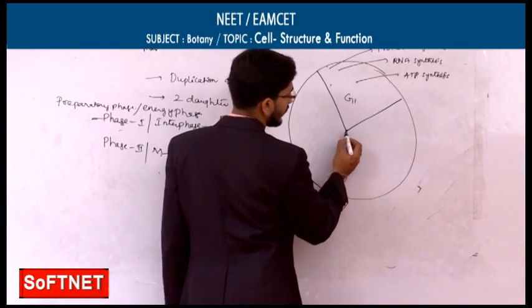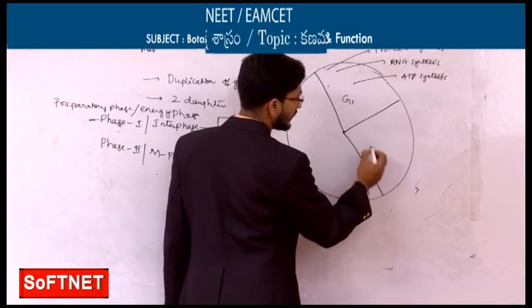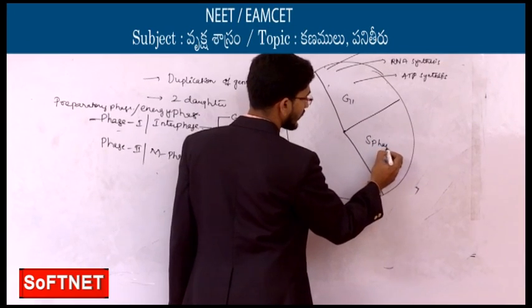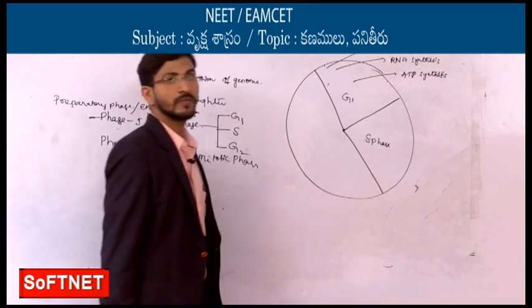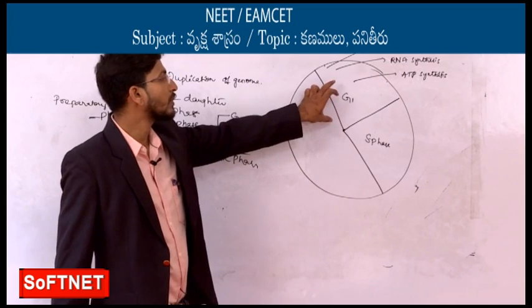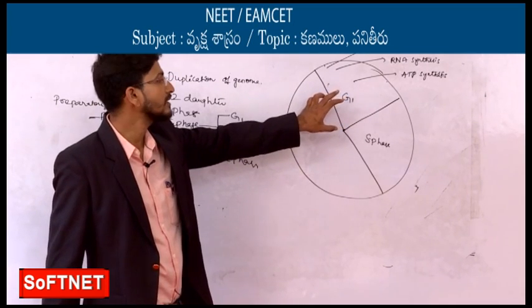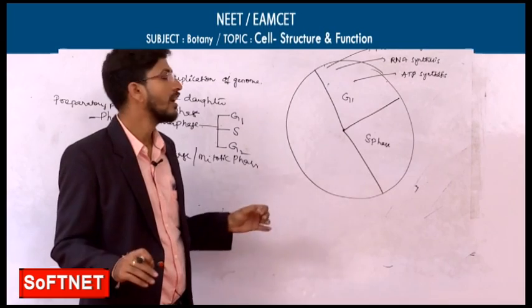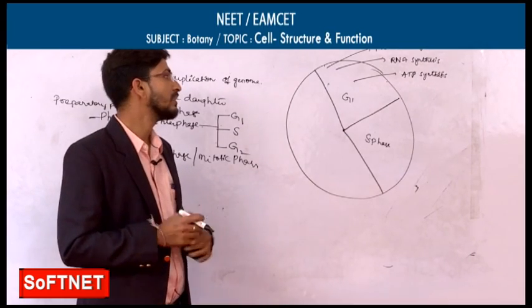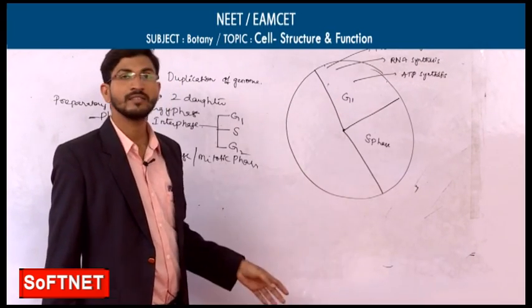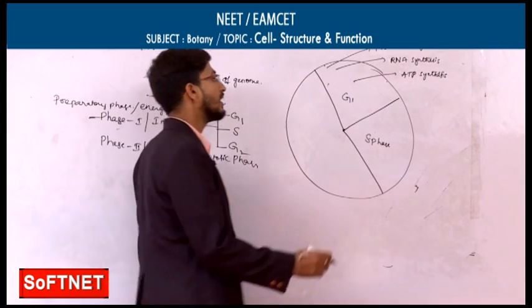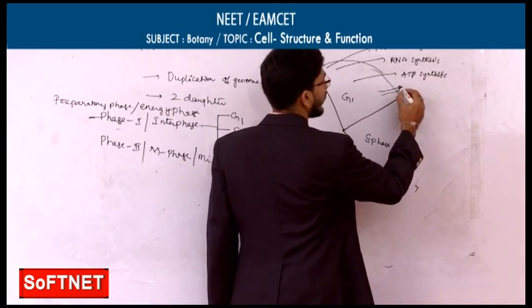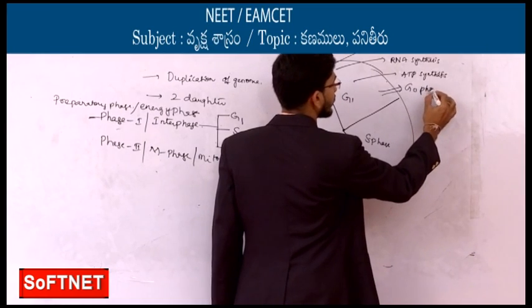Next, coming to the next phase, that is called the S phase. Whenever the protein synthesis, RNA synthesis and ATP synthesis are completed or perfectly produced, then the cell enters into the S phase. Otherwise, it goes into the resting phase known as the G0 phase.